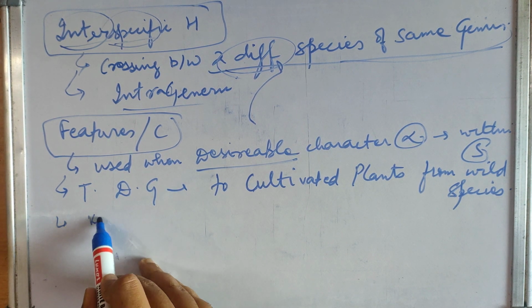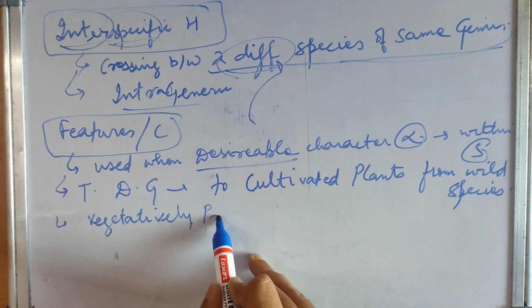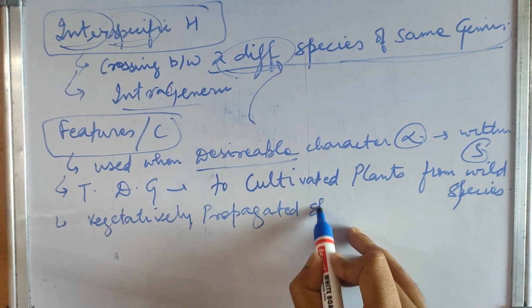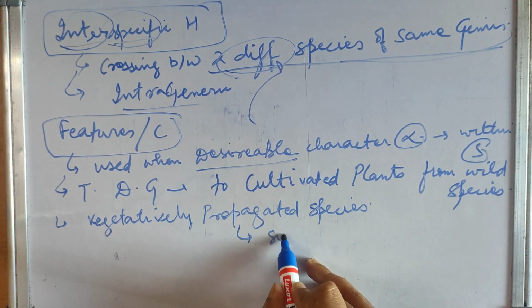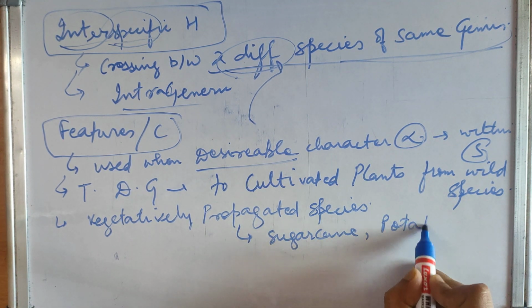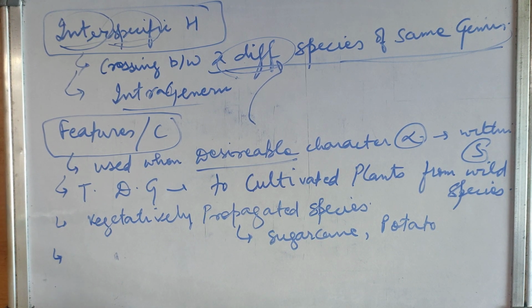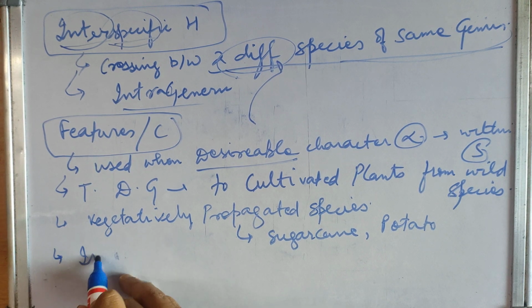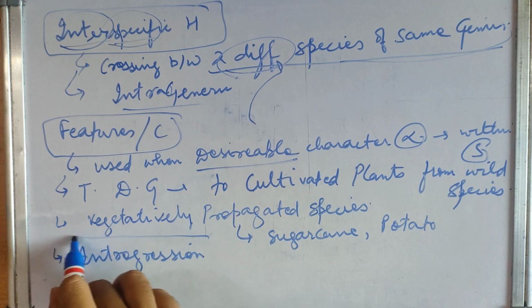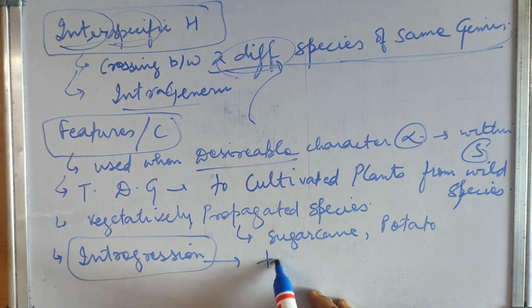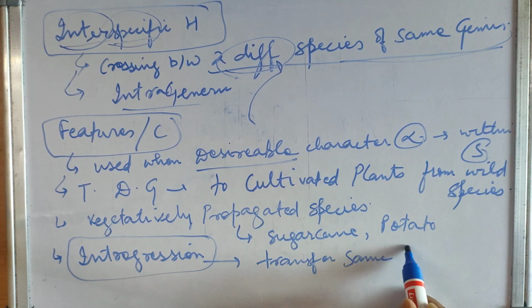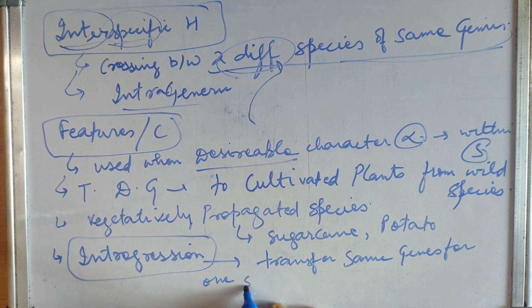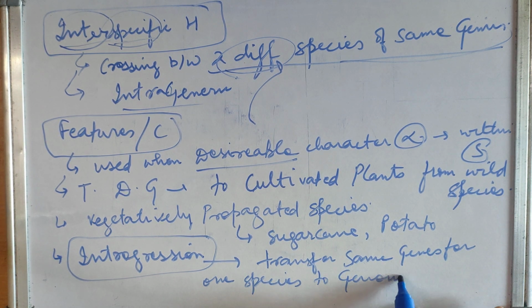It is more successful in vegetatively propagated species, like sugarcane, potato, etc. It leads to introgression, that is transfer of genes from the genome of one species to the genome of another species. I have discussed introgression in detail in the previous lecture. So this was our interspecific hybridization.